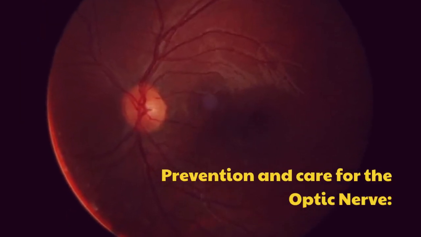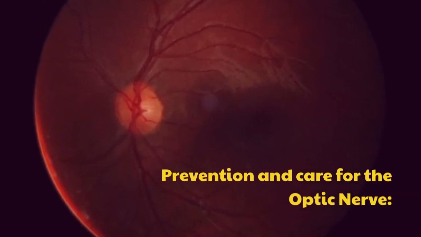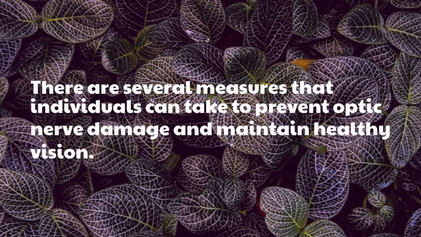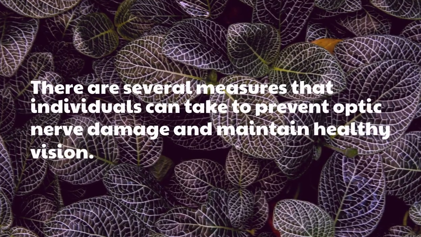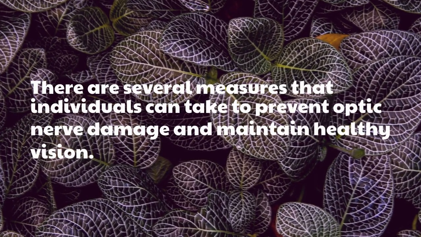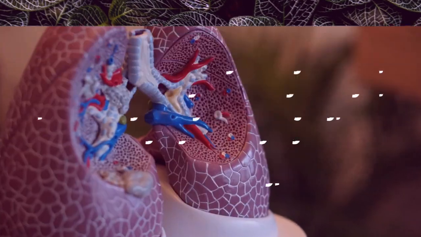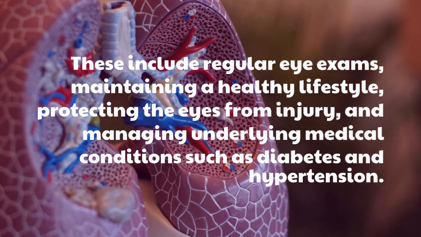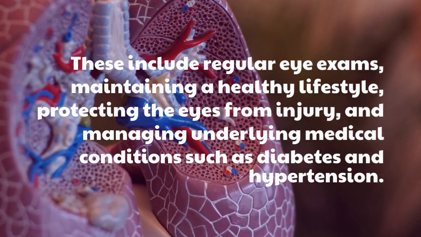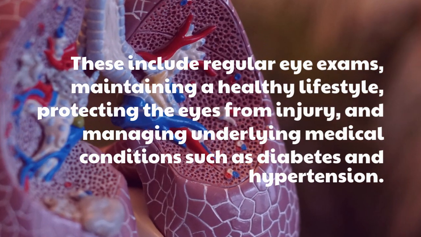Prevention and care for the optic nerve. There are several measures that individuals can take to prevent optic nerve damage and maintain healthy vision. These include regular eye exams, maintaining a healthy lifestyle, protecting the eyes from injury, and managing underlying medical conditions such as diabetes and hypertension.